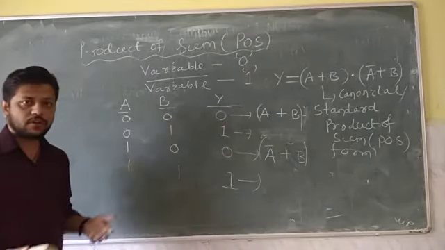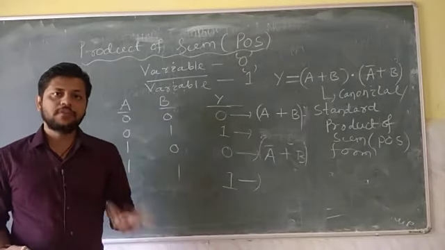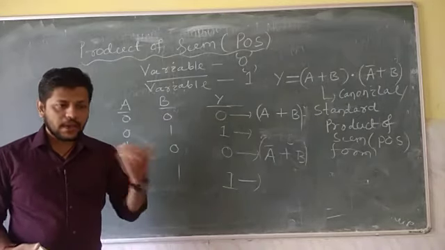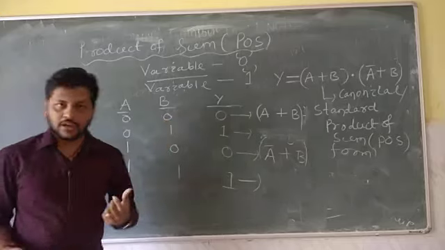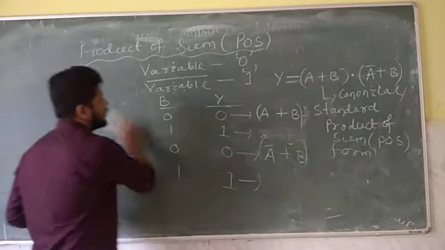Then I have already explained you. After this expression, if at all they will ask you in a question that first write the canonical expression and then minimize the expression, then how to minimize it?